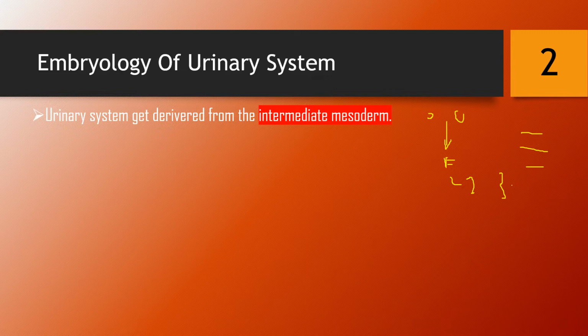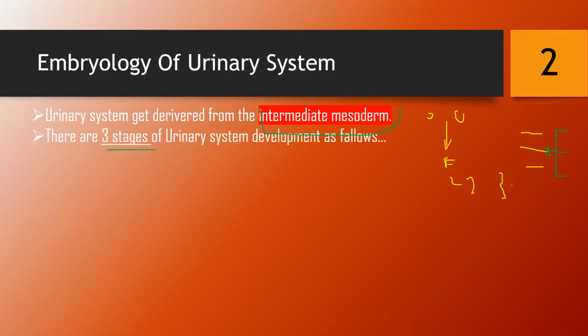So from the mesoderm there are again three layers. The first one is the paraxial mesoderm, the second is the intermediate mesoderm, and the third one is the lateral plate mesoderm. So remember this intermediate mesoderm, which gives rise to the urinary system and the reproductive system.